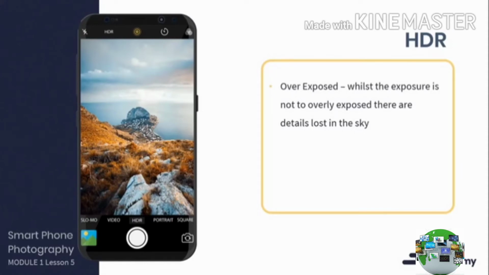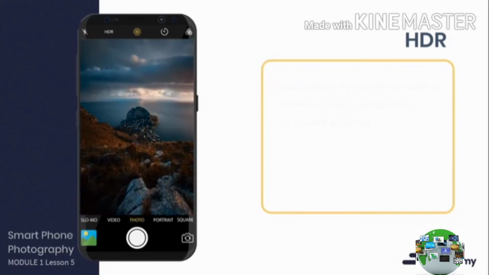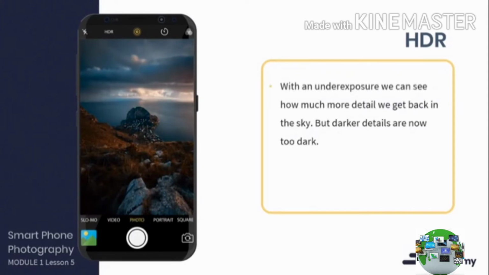So whilst it's not too overly exposed, we have lost some details here in the sky, as we can see here in the background. Compared to an underexposed image here, you can just see how much more detail is brought back in the sky and in the sea as well. But of course, then we're beginning to lose details all around the edges of the photograph in particular. You can see it gets very, very dark.